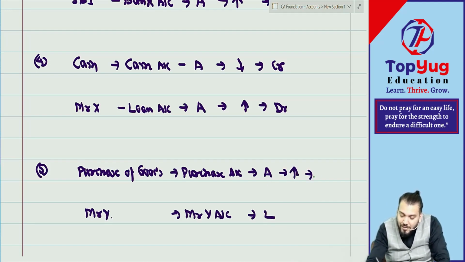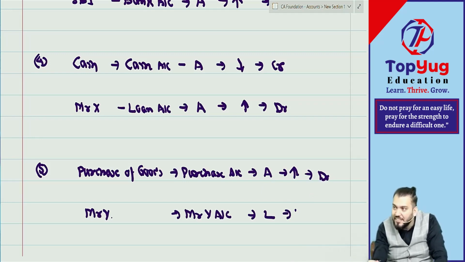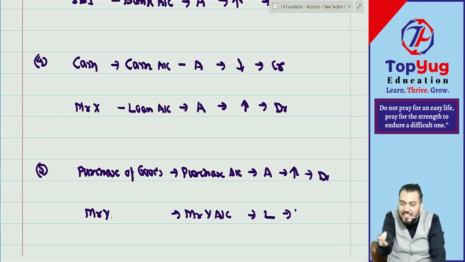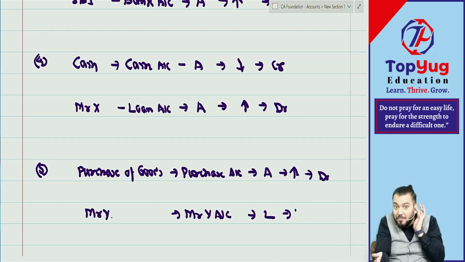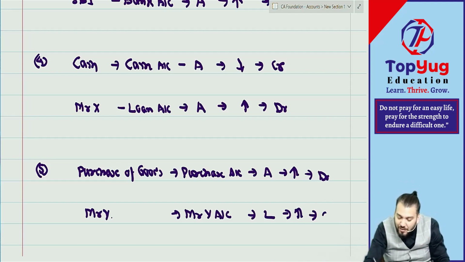But now this goods, the asset, is increasing or decreasing? So it will be what? But now this liability is also increasing or decreasing? The amount payable is increasing now. So the liability is increasing. So liability increasing means what? Credit.